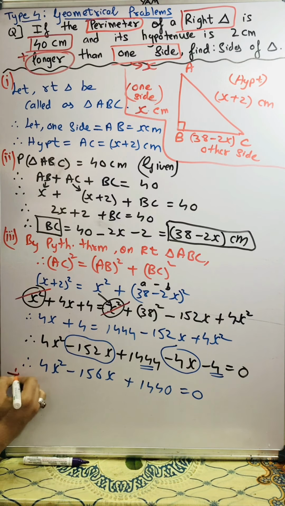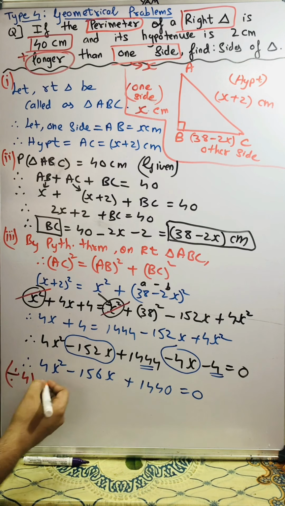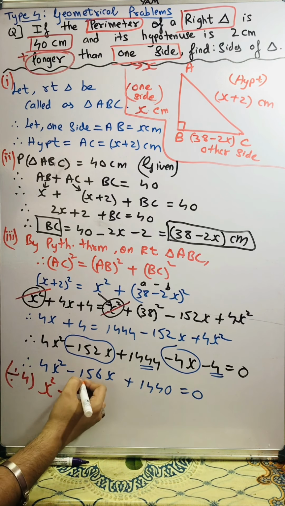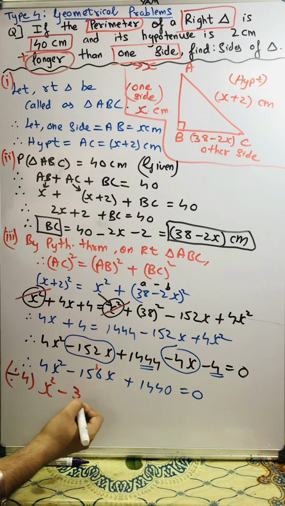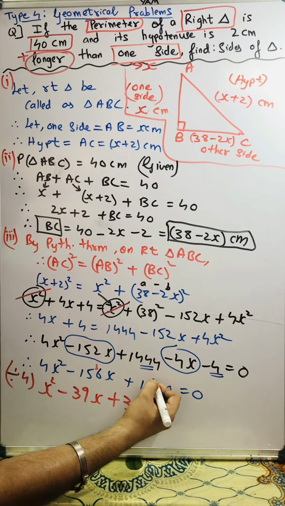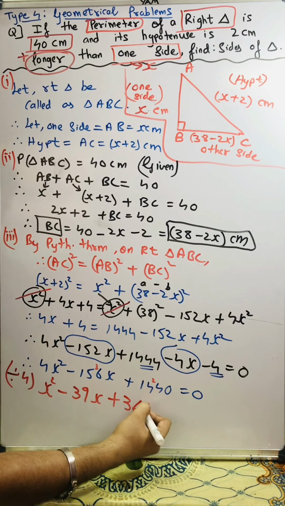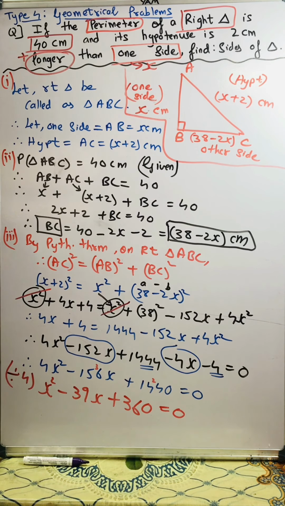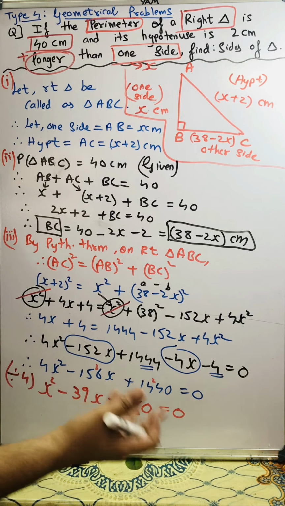So dividing by 4. If I divide the numbers by 4, what will I get? 4x square divided by 4, I'll get x square. 4 4s is 16, 4 3s is 12, carry 3, 4 9s are 36, so 39x, plus 4 3s is 12, carry 2, becomes 24, 4 6s is 24 and 0 as it is equal to 0. So students, we got a final quadratic, much needed quadratic, x square minus 39x plus 360 is equal to 0. Now we just have to solve the quadratic.